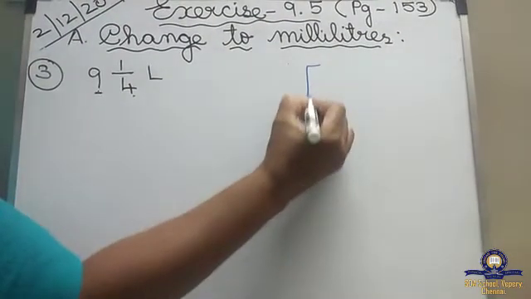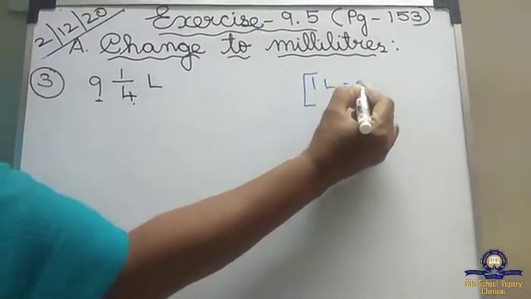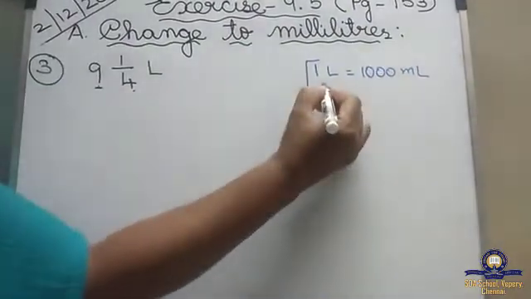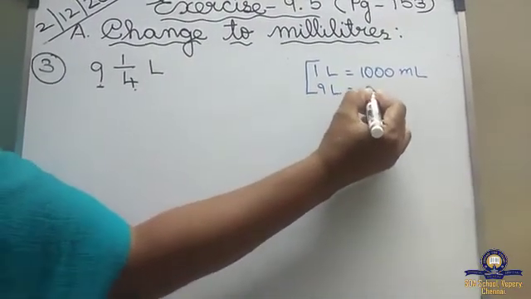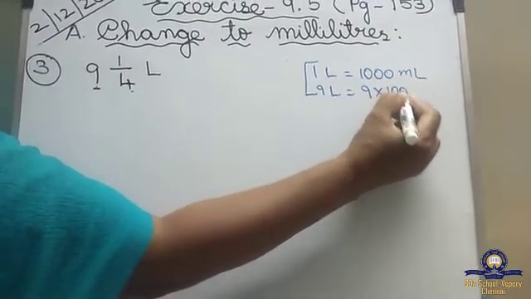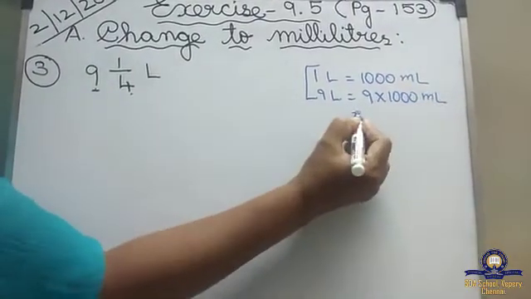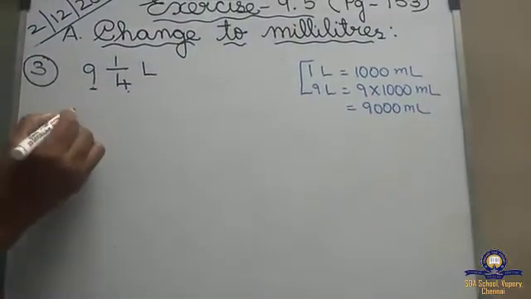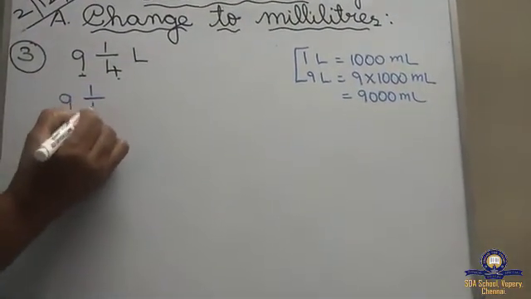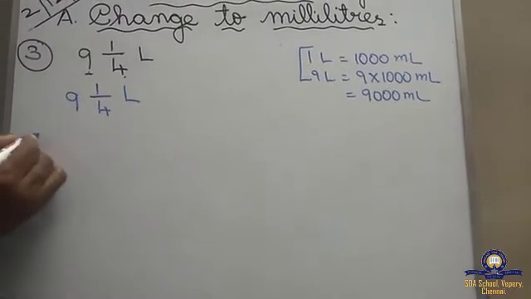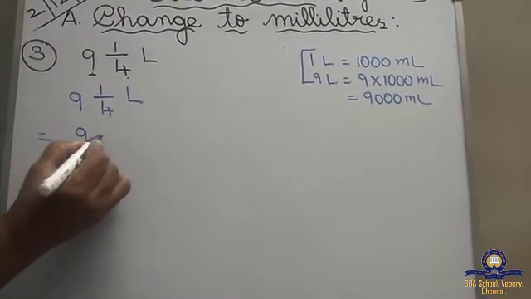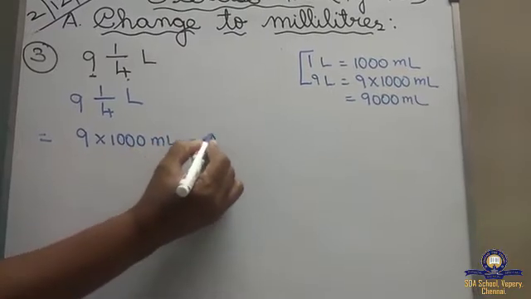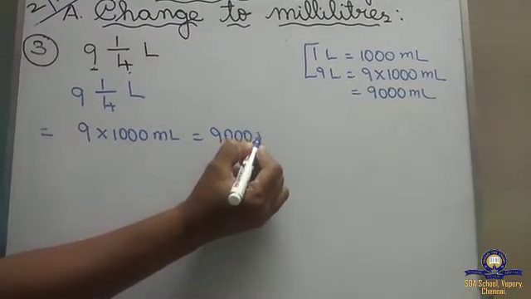So what will come children? 1 liter is equal to what children? 1 liter is equal to 1000 ml. So 9 liter is equal to what will come children? 9 liter is equal to 9 into 1000 ml. So what will come? 9000 ml. Isn't it children? So see, 9 1/4 liter is equal to 9 into 1000 ml, which is 9000 ml.